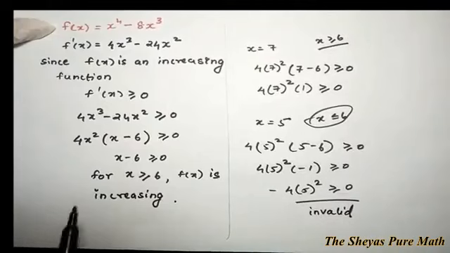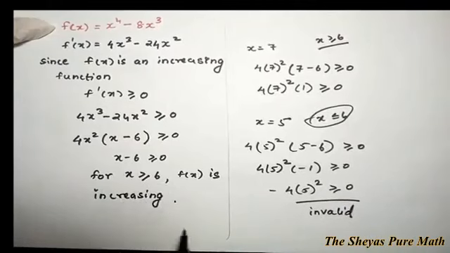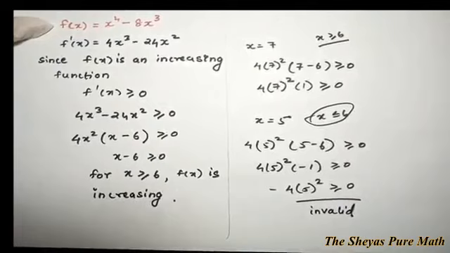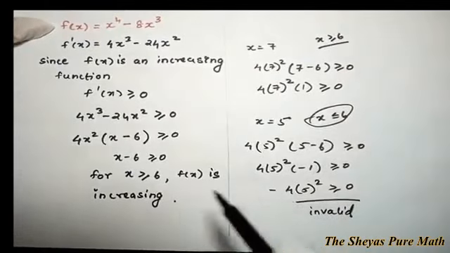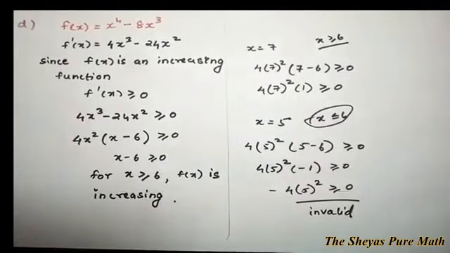So we are concluding that for x greater than or equal to 6, the function f of x is increasing. So when you are solving the problem, all these are not needed. You can write these steps alone.